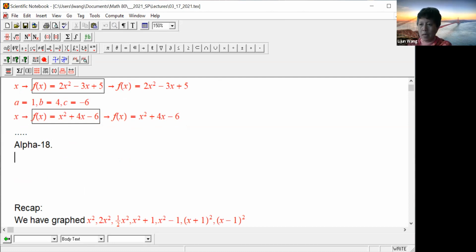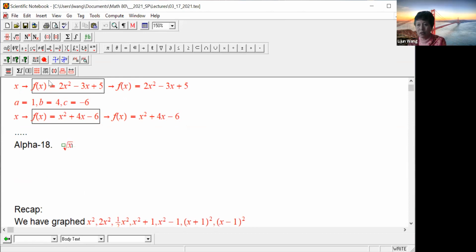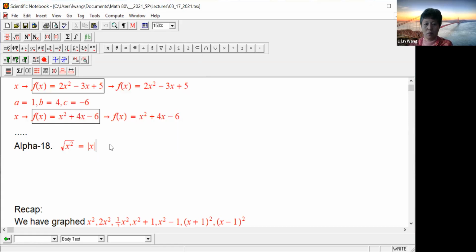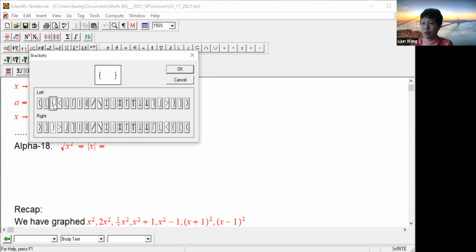Alpha 18 says, we want to apply that principle, that the square root of x squared equals the absolute value of x. And also this one, right? We have done that multiple times.